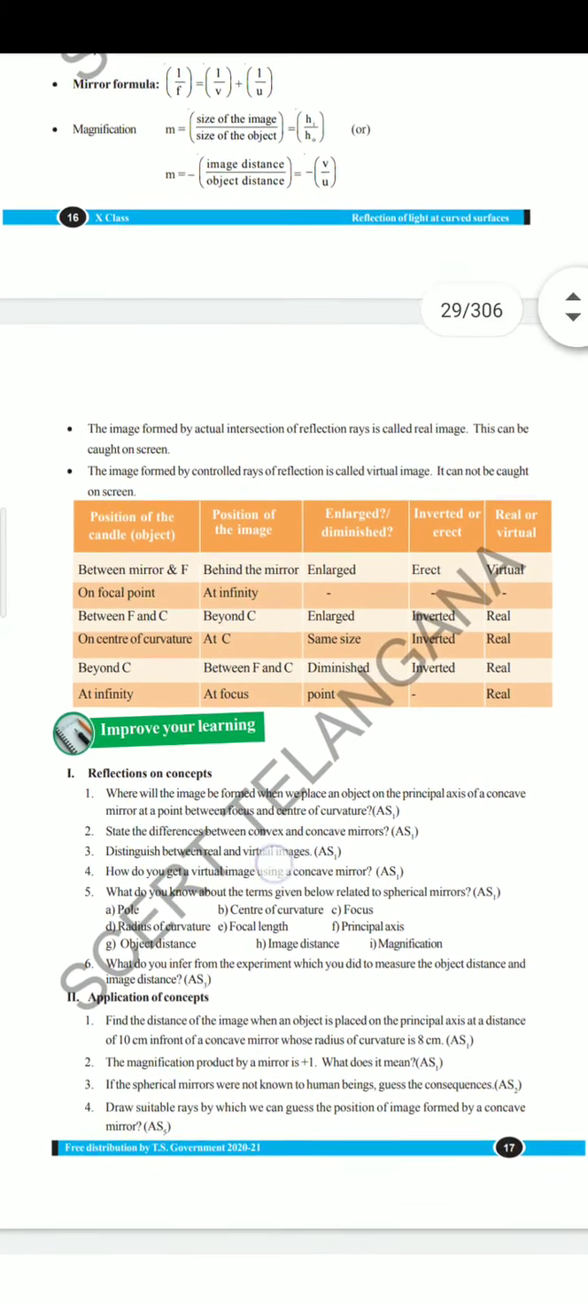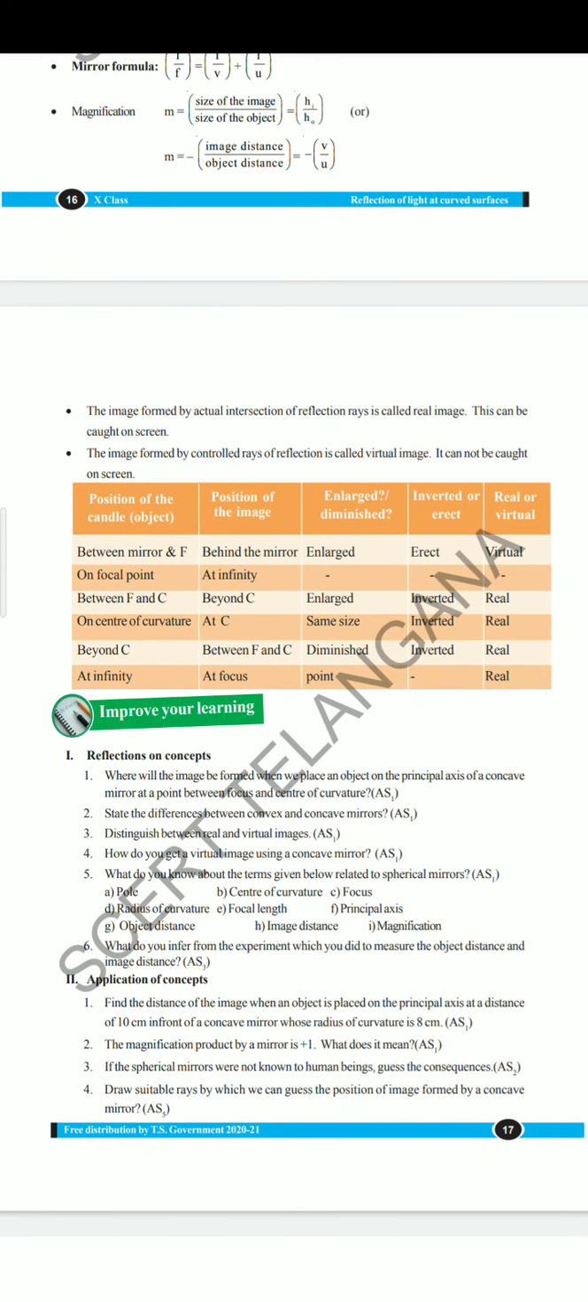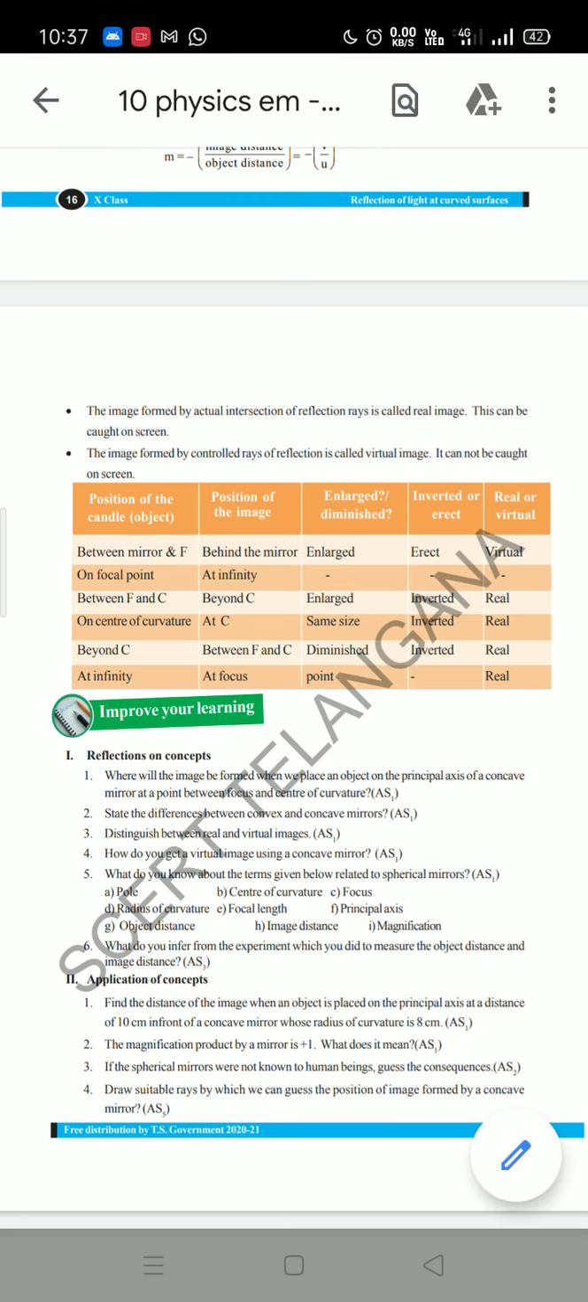The image formed by actual intersection of reflected rays is called a real image. This can be caught on a screen. The image formed by apparent intersection of reflected rays is called a virtual image. It cannot be caught on a screen. Position of the candle between mirror and F: the position of the image will be behind the mirror. An enlarged, erect and virtual image will be formed.